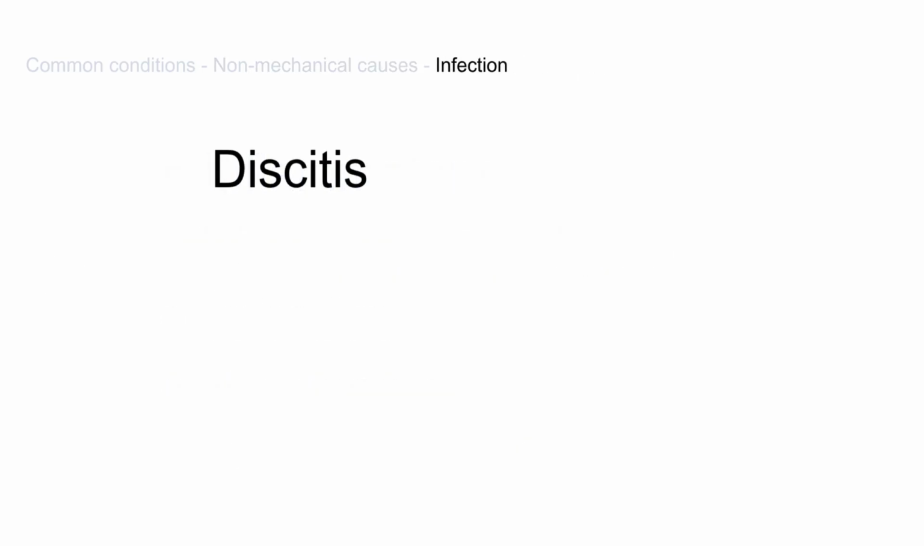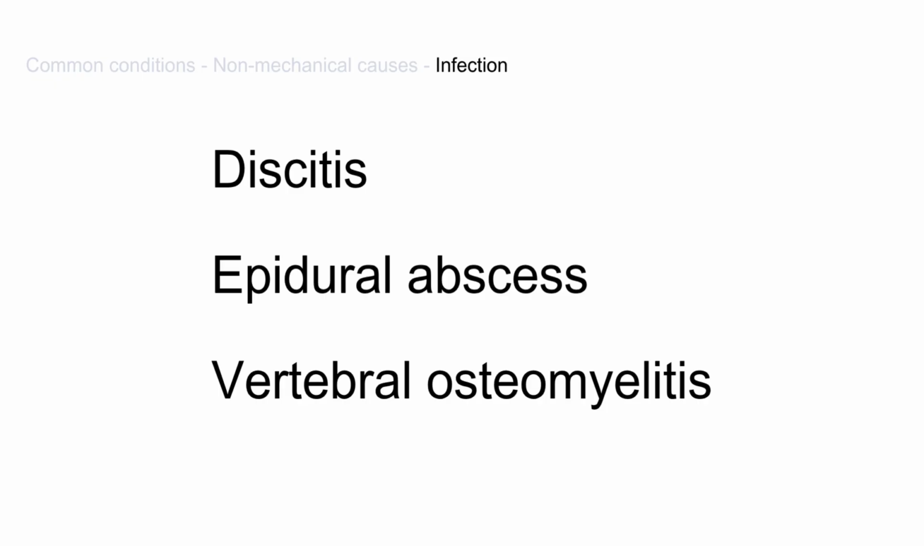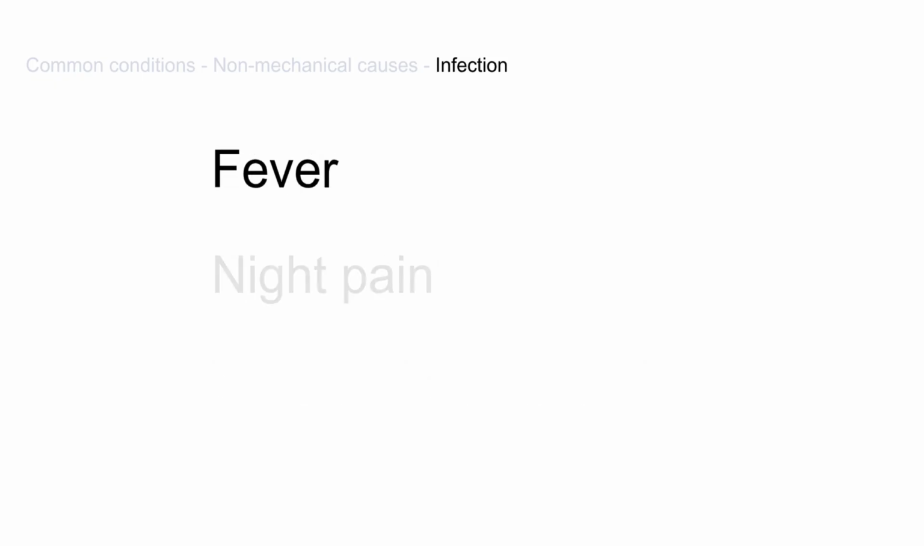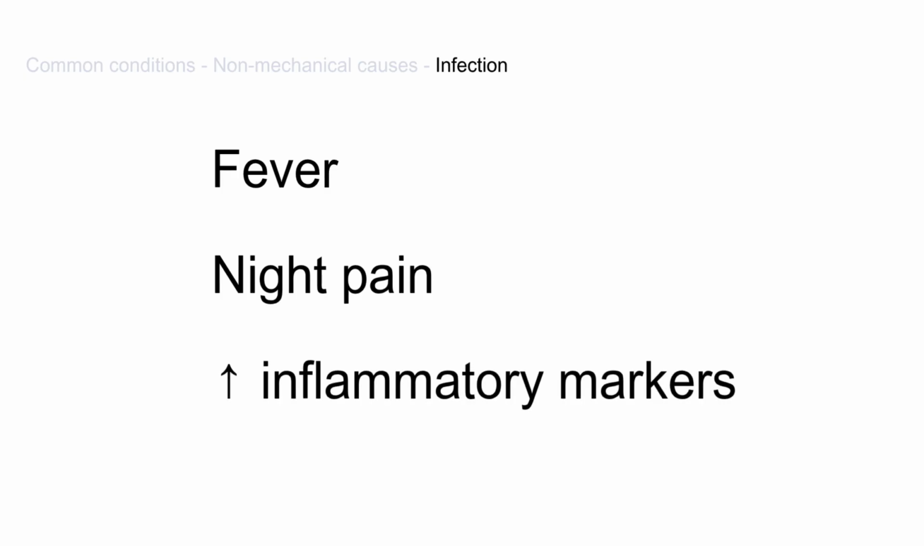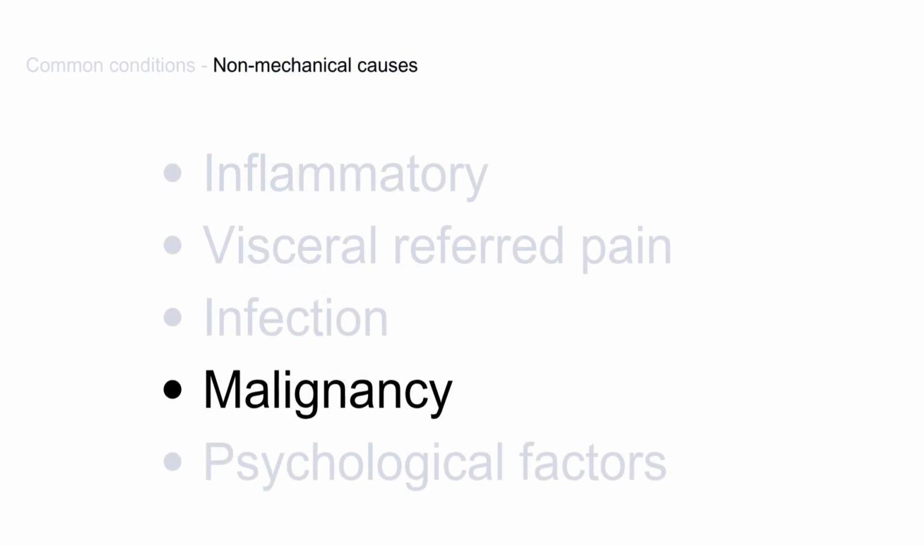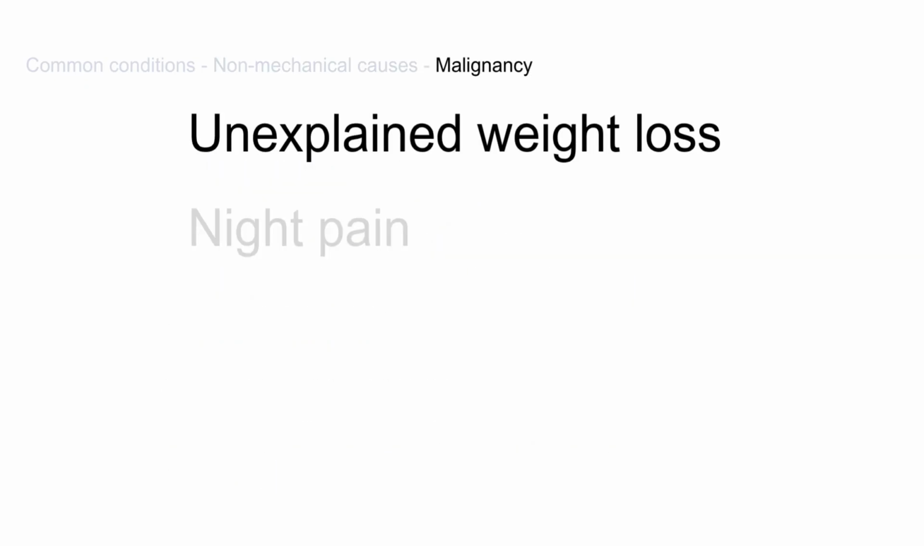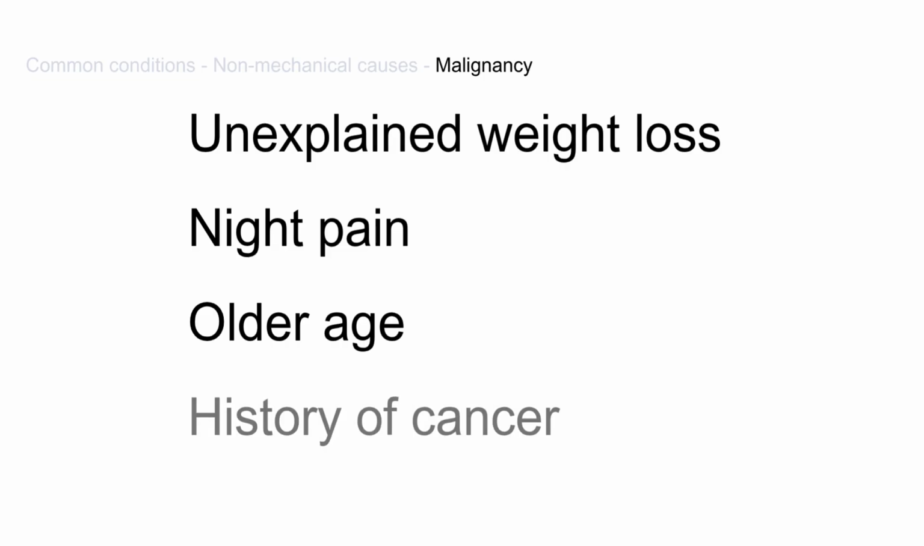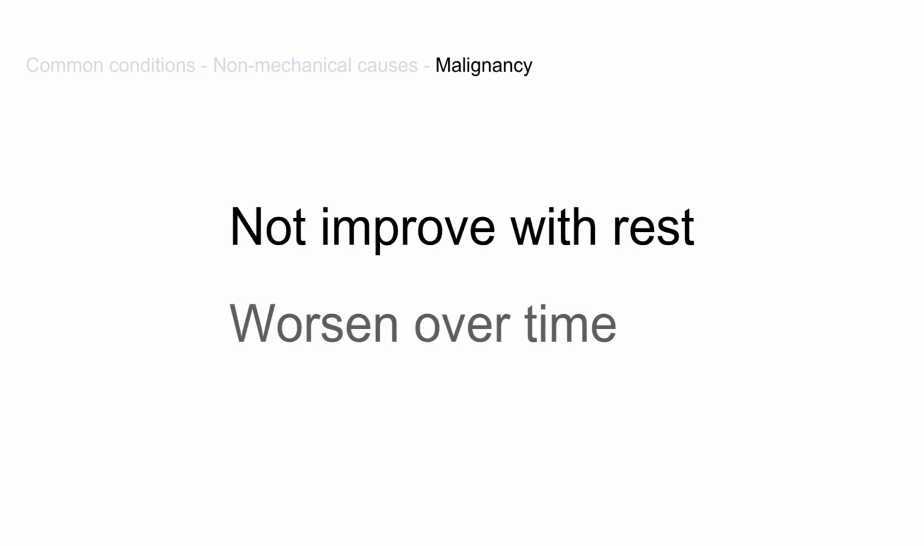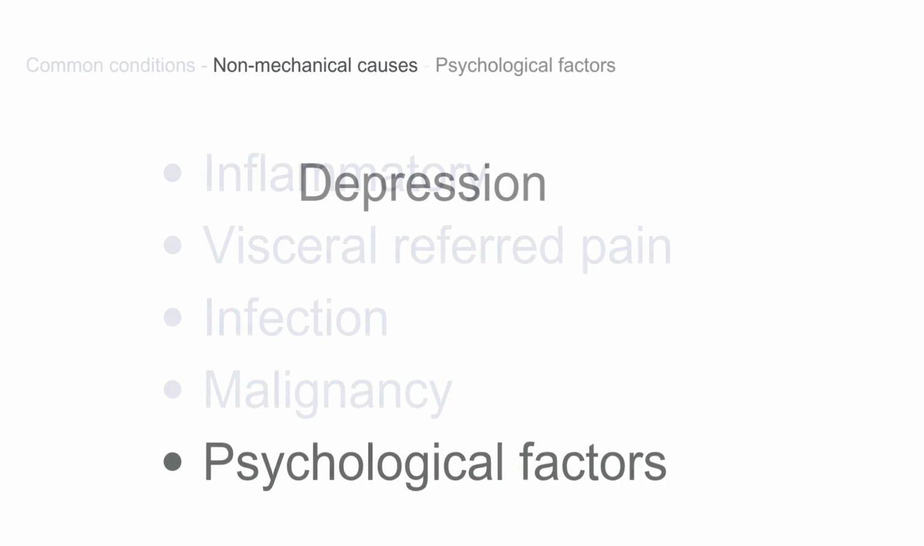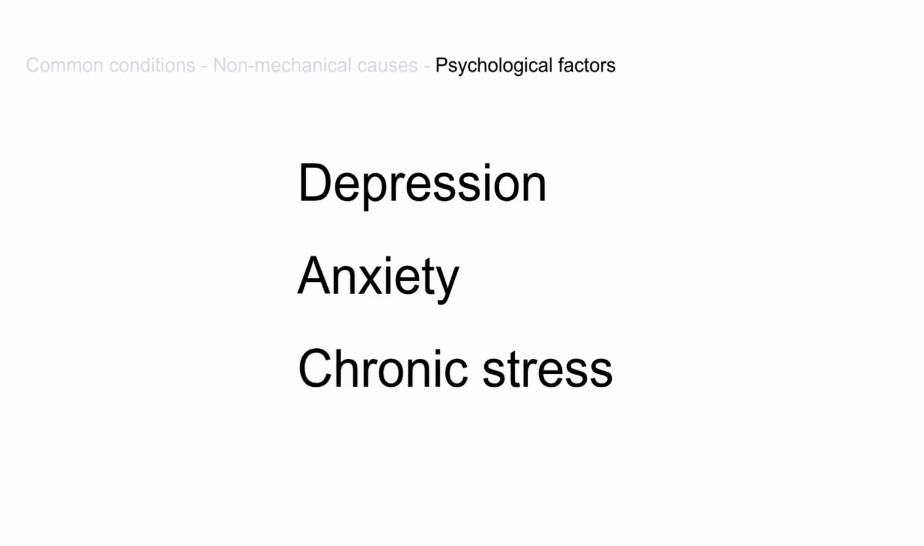Infections like discitis, epidural abscess, or vertebral osteomyelitis are serious and need urgent care. Clues include fever, night pain, and elevated inflammatory markers. Cancer-related back pain, either from primary bone tumors or metastasis, should always be considered in patients with unexplained weight loss, night pain, older age, or a history of cancer. This type of pain usually doesn't improve with rest and may worsen over time. And finally, we can't forget psychological contributors like depression, anxiety, or chronic stress.